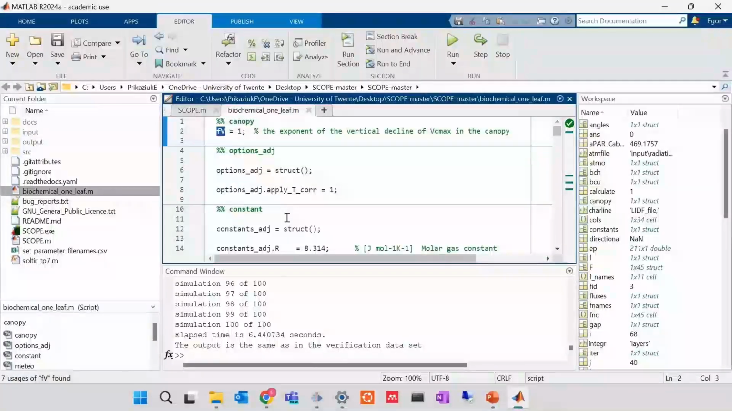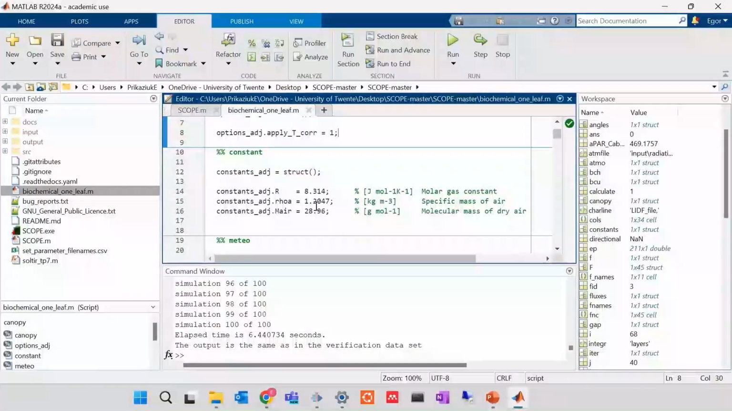First of all, we are working at leaf level, so we don't want Vcmax to differ from the one that we set. So the Fv, the exponent of the logical decline of Vcmax, is set to 1, so there's no decline. Then, among options, we usually want to apply temperature corrections because the results are more realistic. And among constants, we only need 3 constants: the gas constant R, and the specific mass of air, and molecular mass of the air.